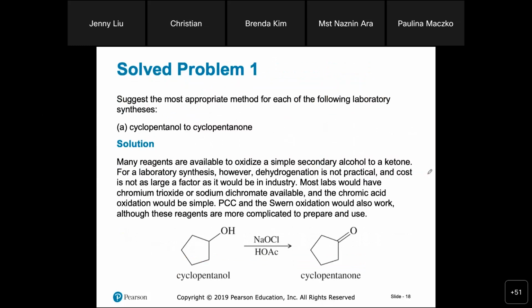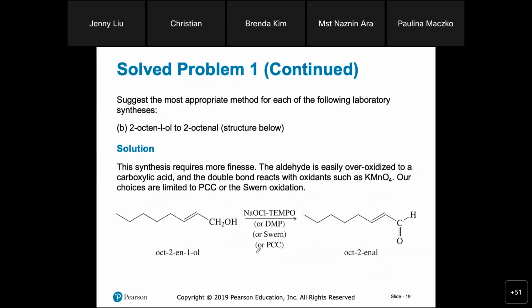We have some solved problems. You can see the example of cyclopentanol with this oxidizing agent giving cyclopentanone. If you look, the oxidation is easy, and you can do the product. But remember what type of reagent is suitable in which situation; you need a little bit of review. We also have here one. This is the DMP.